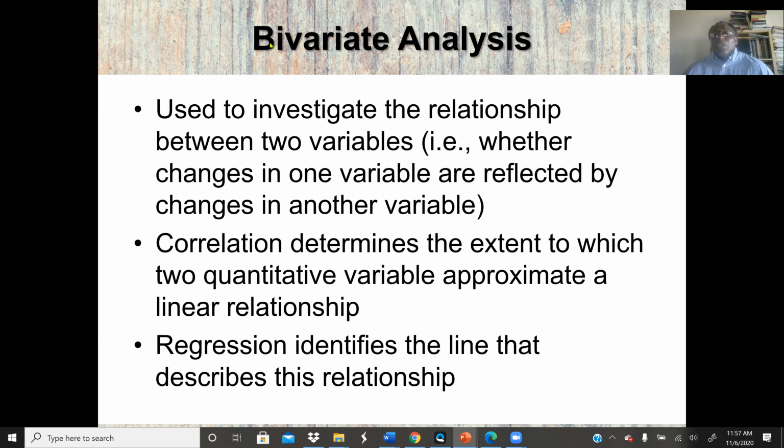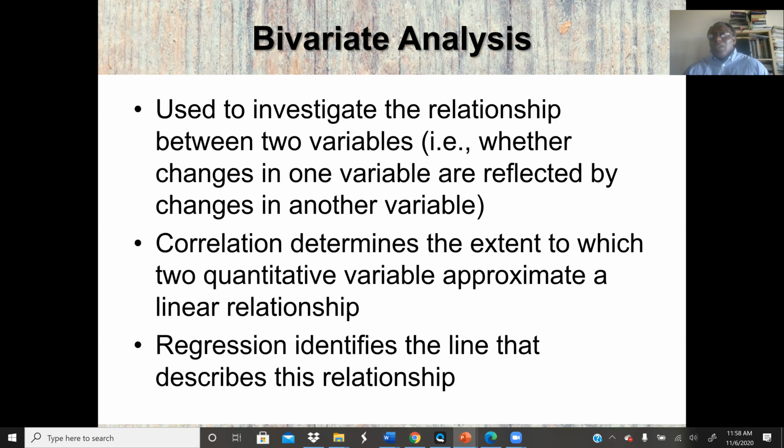So next we move to bivariate analysis. When we say bivariate analysis, we are saying that we want to analyze a data set that has two variables. So this is used to investigate the relationship between the two variables. When I do bivariate analysis, I'm trying to find the difference or whether there's any relationship between two variables. These two variables are in the same data set, one data set.